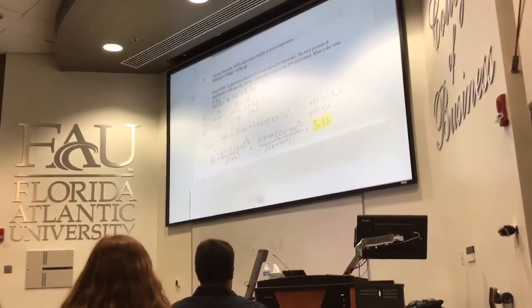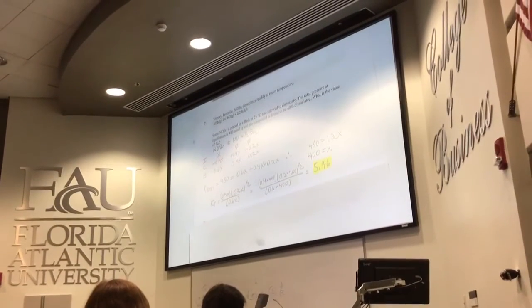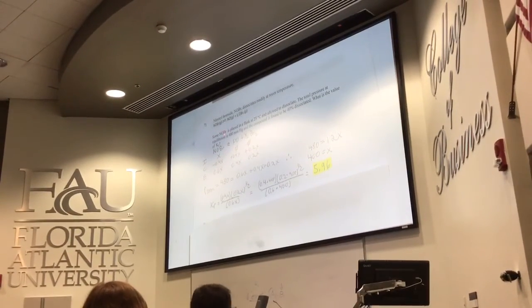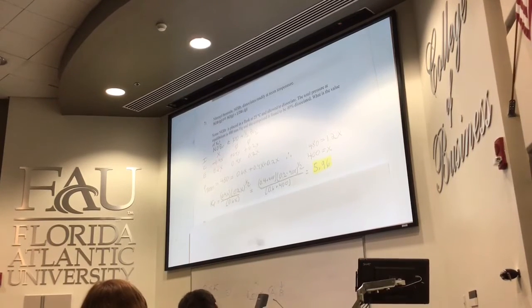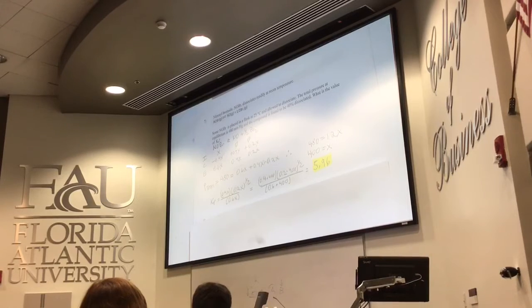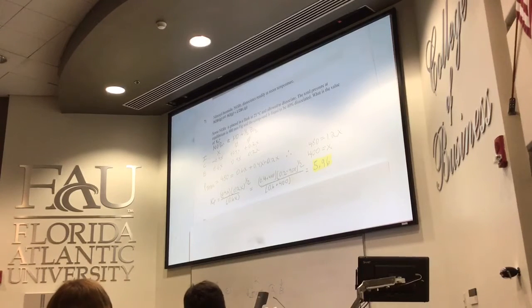I know the change for my reactant is 40%. So 40% of it is going away. That's 0.4x of x. How much is left over? 1 minus 0.4, 0.6x, right?